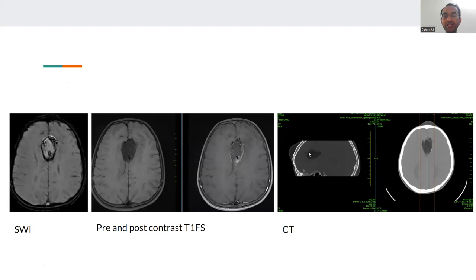On CT, we see a hypodense lesion corresponding to the T1 hyperintense lesion, which is extending extracranially through a small defect in the frontal bone. The same is seen on the coronal CT image.